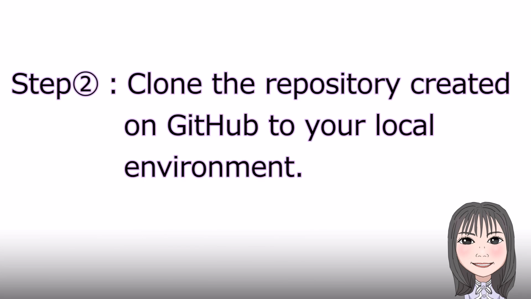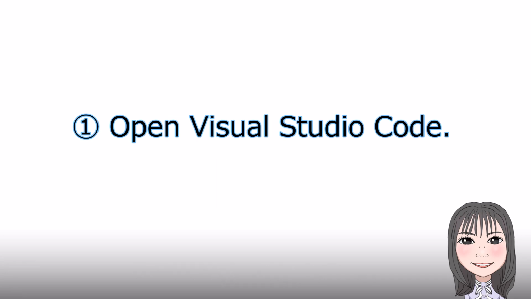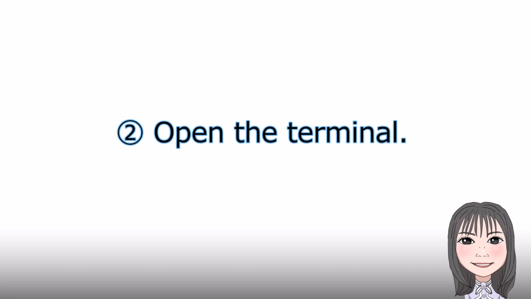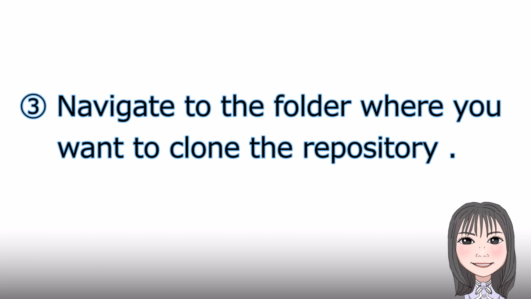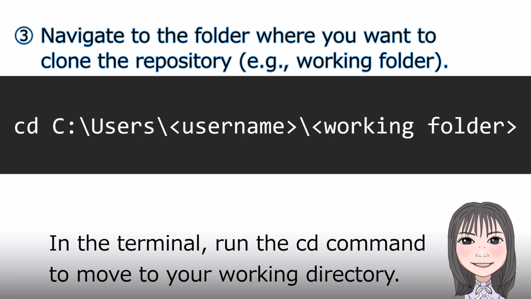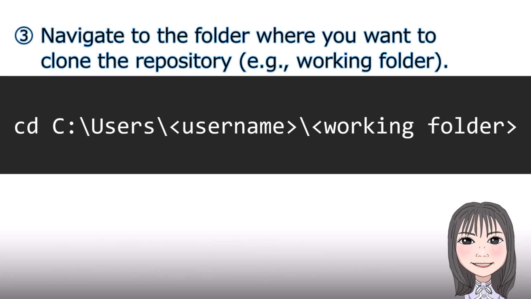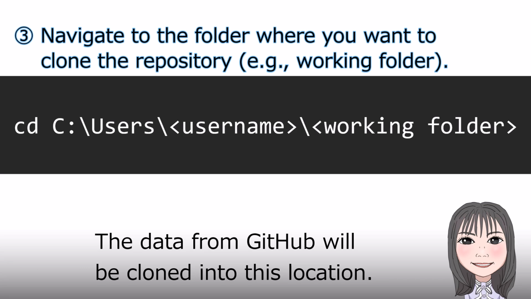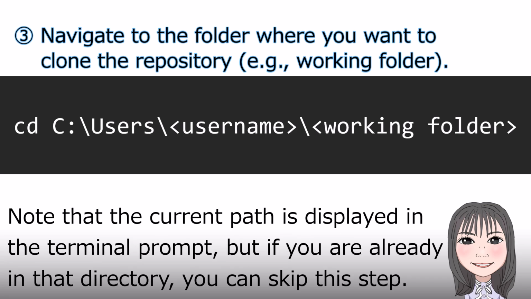Step 2. Clone the repository created on GitHub to your local environment. Follow the steps below. Open Visual Studio Code. Open the terminal. Navigate to the folder where you want to clone the repository. In the terminal, run the cd command to move to your working directory. The data from GitHub will be cloned into this location. Note that the current path is displayed in the terminal prompt, but if you are already in that directory, you can skip this step.